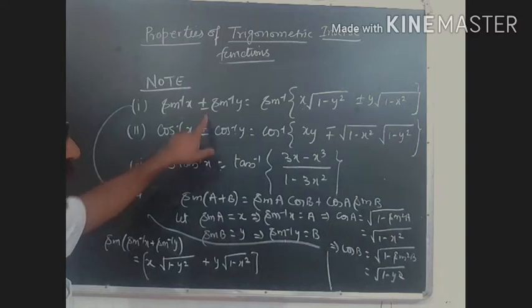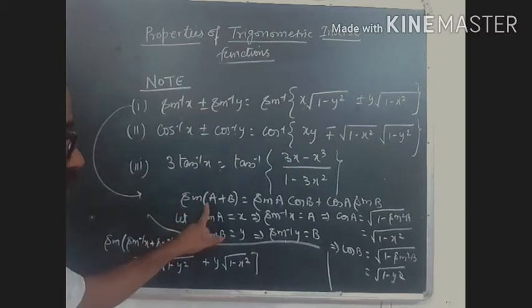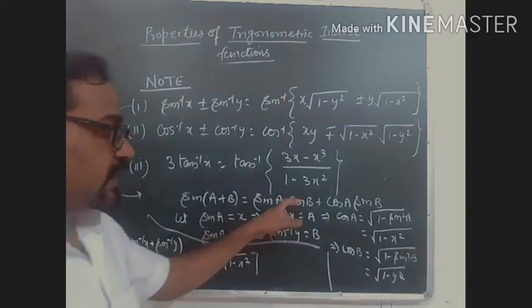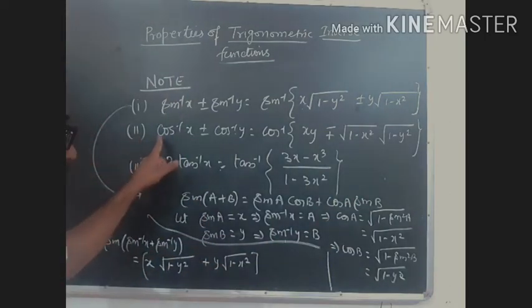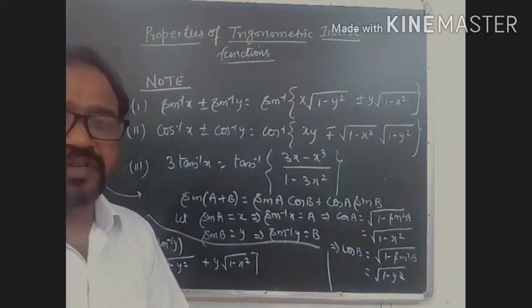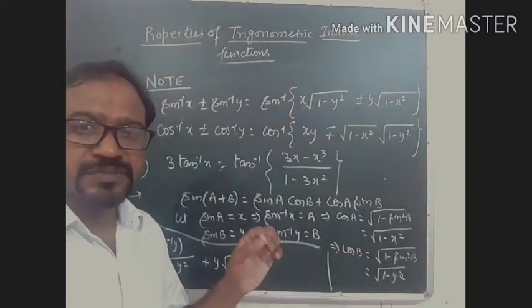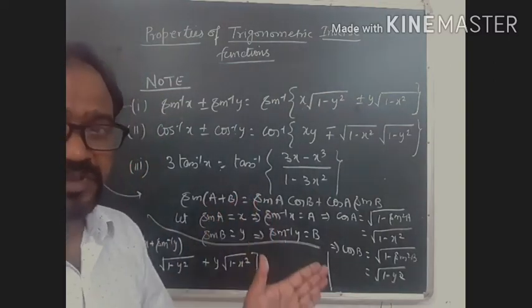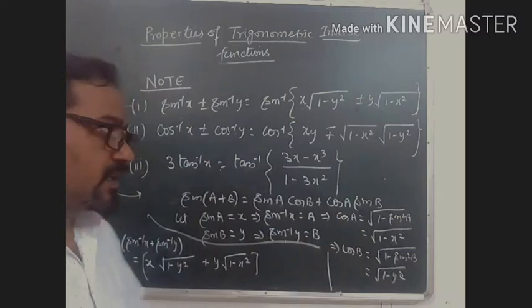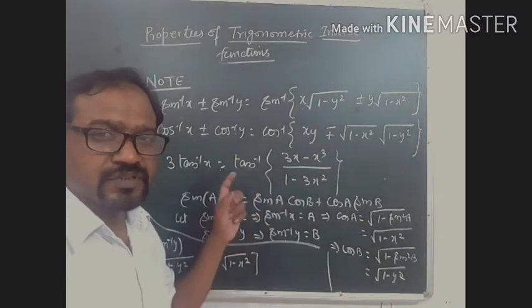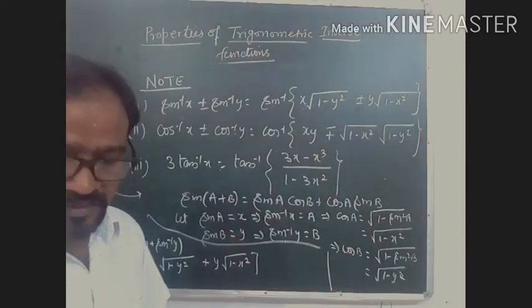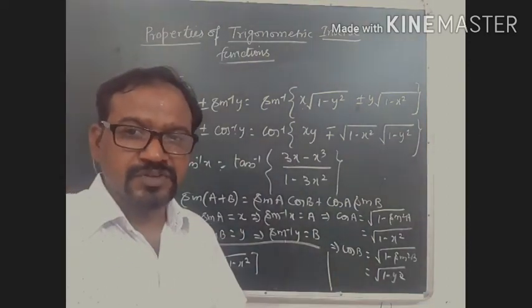Similarly, in case of minus, this identity will be sin(a minus b) equals sin a cos b minus cos a sin b. And for the second part, cos inverse x plus cos inverse y, we will use the identity cos(a plus b), which means cos a cos b minus sin a sin b. And in the third part, tan 3 theta, we will use the identity for tan 3 theta. So in the third part, I will show that.